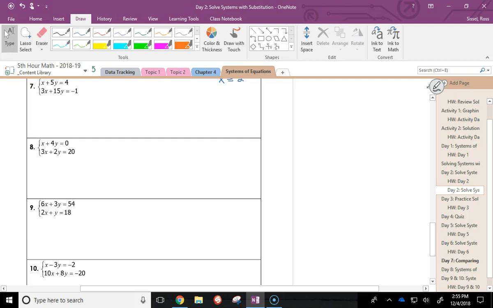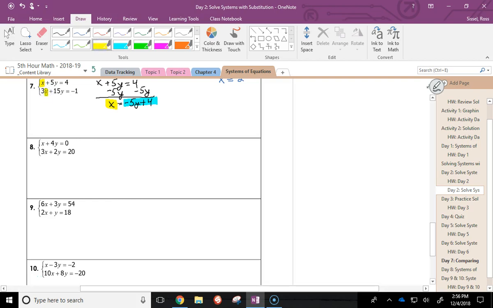Okay, number 7. x plus 5y equals 4. I'm going to go ahead and solve on that one because there's only one x. So I have x plus 5y equals 4. I'm going to subtract 5y on each side. x equals negative 5y plus 4. Anywhere I see x, I will replace it or substitute it with negative 5y plus 4.